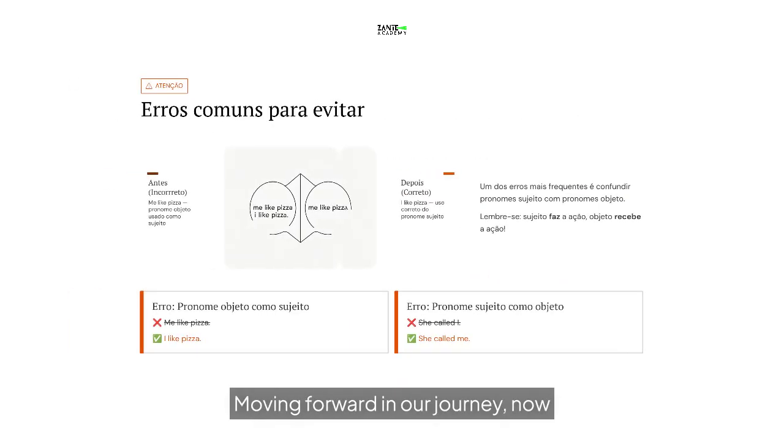Moving forward in our journey, now that we've practiced using personal pronouns in various contexts, let's address a common challenge many learners face: avoiding mistakes with subject and object pronouns. This is crucial for clear communication, and being aware of these errors will help you express yourself correctly. One of the most frequent errors is confusing subject pronouns with object pronouns. Remember, the subject performs the action while the object receives it.